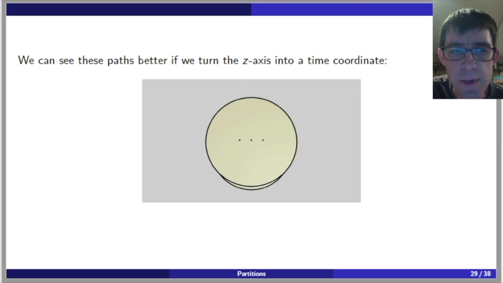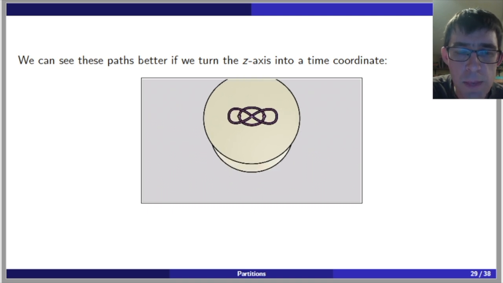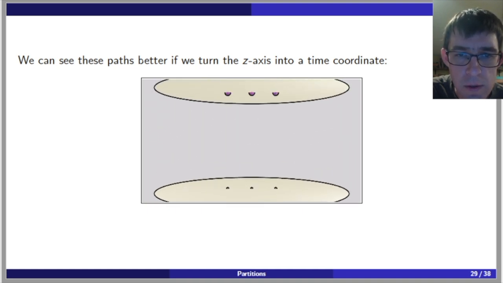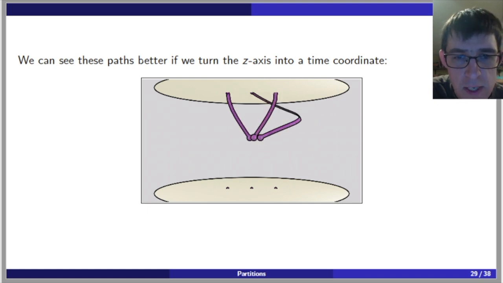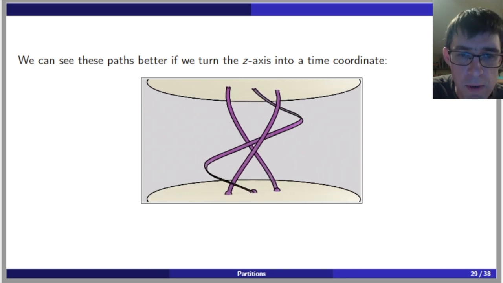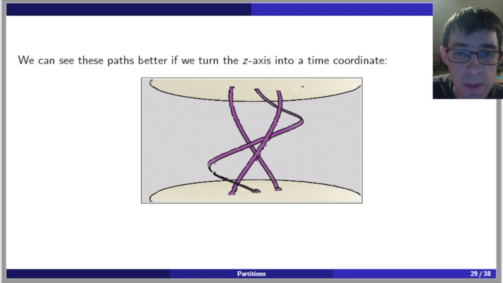You can see the paths better if we turn the z-axis into a time coordinate. So here's my fancy animation of that. I'm going to make these 3 points do that same motion, but also make them go downwards at the same time. And it looks like they're about to do it. There they go. So they just did the same motion there, only they went down at the same time. And now this picture really shows you more clearly what's going on with that motion of the 3 points.